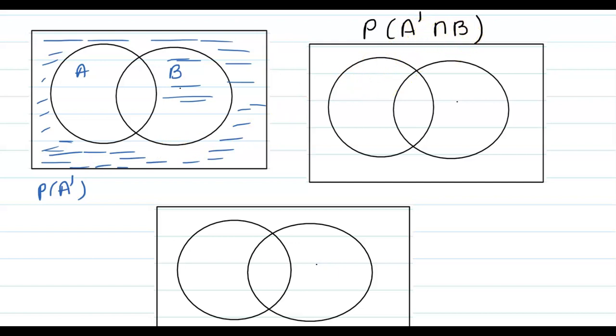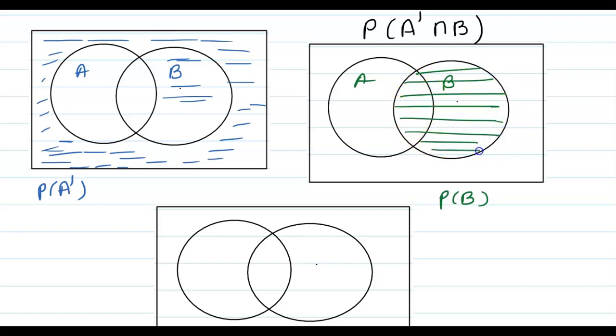Now let's go for B. If this is A and this is B, what will be P of B? It's simple, just shade B. So this is our B, I have shaded it now. Now our question was probability of A complement intersection B. We know this, it is here. We know this, it is here. So what does intersection mean? Common.